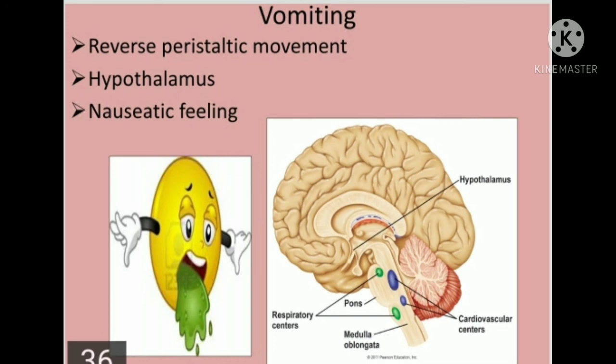Then the hypothalamus is also related to vomiting. The hypothalamus is one of the parts of the brain. Then it gives the nauseatic feeling. So all these are the symptoms, and that is what vomiting actually is. Coming to our last topic of our chapter, that is diarrhea.